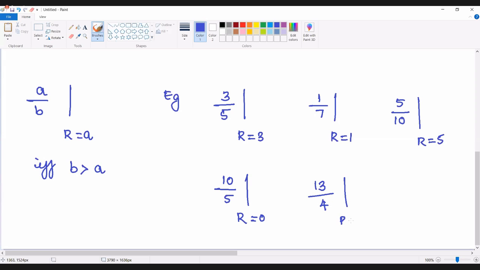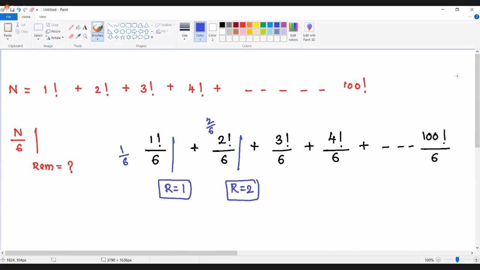13 by 4, you can immediately say 4 3s are 12 and we are left with the remainder as 1. These are all things we have done in school. So remember, when we have a larger denominator, you can directly take the numerator as the remainder. Here you can see the question projected: 1 factorial by 6. That means 1 by 6. Directly you can take the remainder as 1.